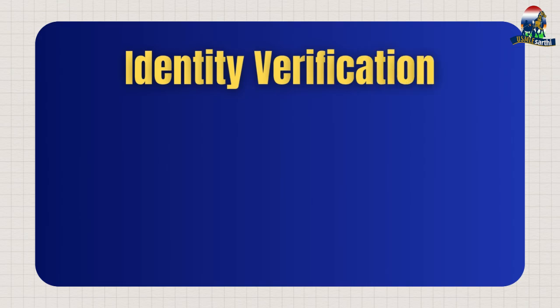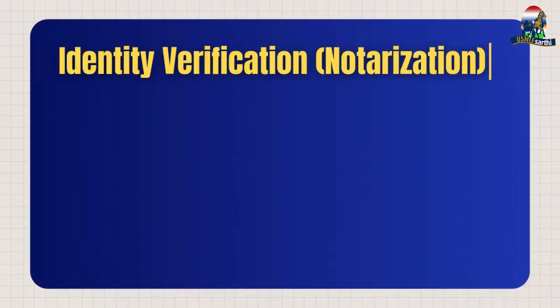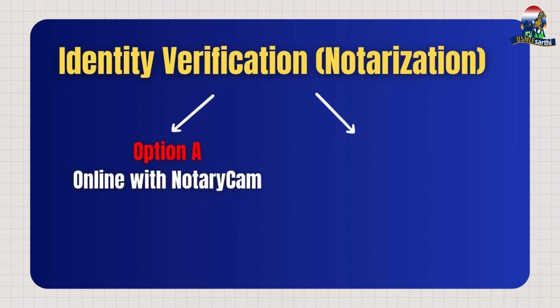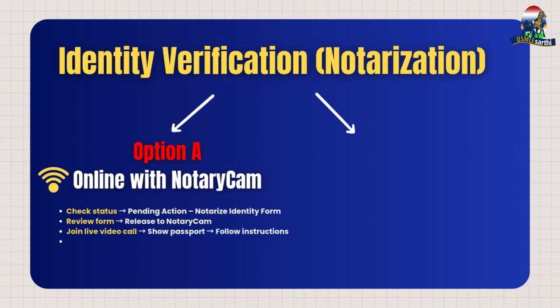Identity verification can be done online or in person. To notarize your identity form, you have two options. Option A. Online with Notary Cam. Check the status for pending action. Notarize identity form, review it, release it to Notary Cam, join the video call, show the passport, and follow instructions. The notary submits the form.